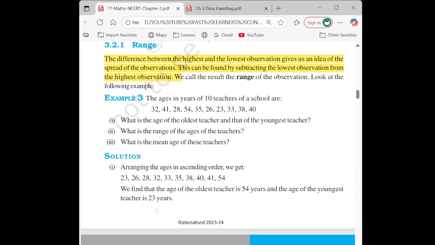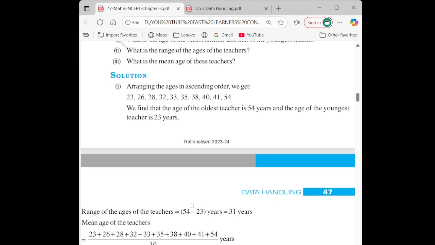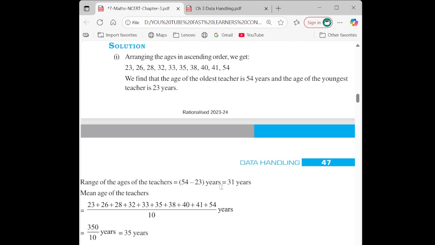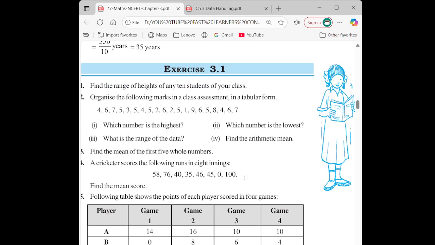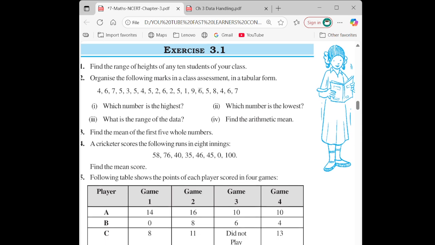See here, here you are given that. So the range of the ages of teachers is given here. Then mean: you need to add all the ages, the total sum of all the ages, divided by the number of observations. Let's start with exercise 3.1.